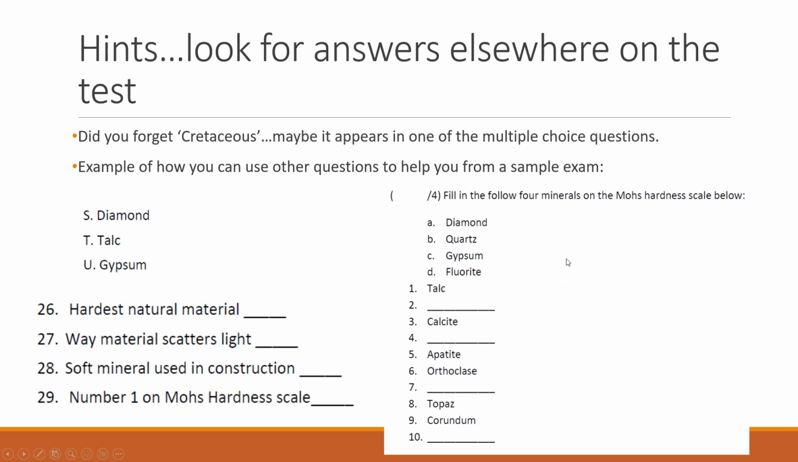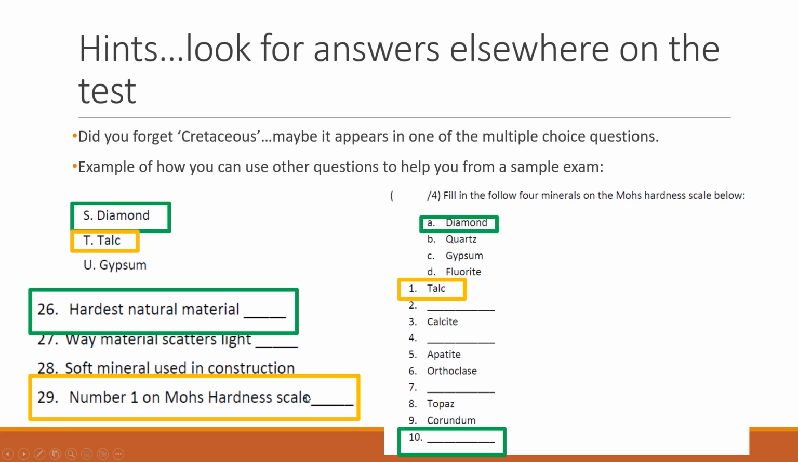Okay, this question is about hardness of minerals. So how hard are things? Well, this question is hardest natural material. Here we have soft mineral. And then we have number 1 on the Mohs hardness scale. So if we look at these, number 1 on the Mohs hardness scale, if we go back to this other question, here we have 1 through 10, number 1, and we see talc. Oh wait, talc is an answer. Well, maybe it's that one.